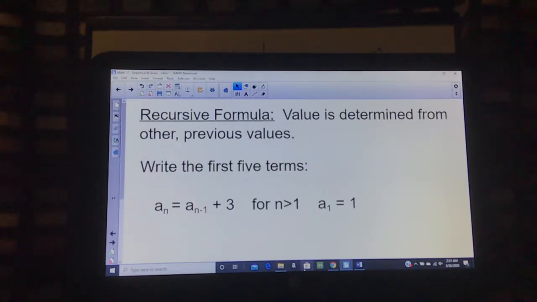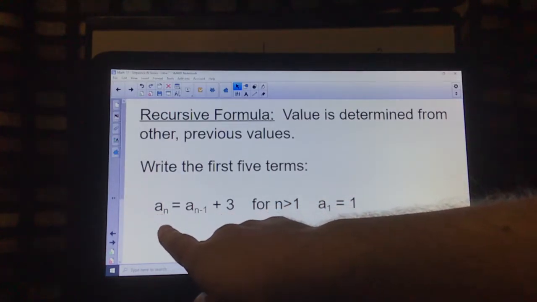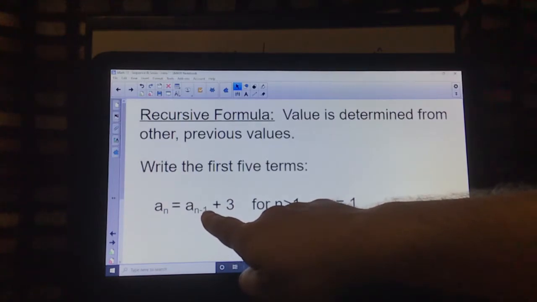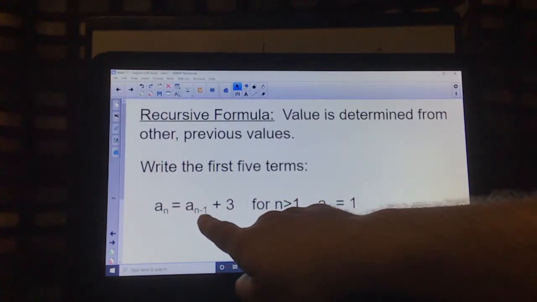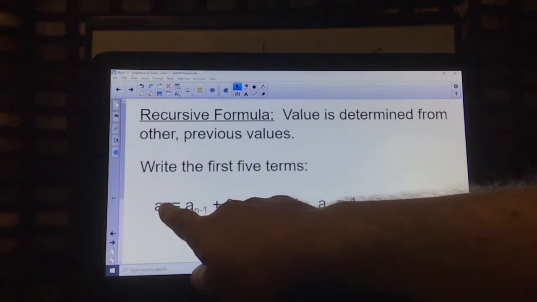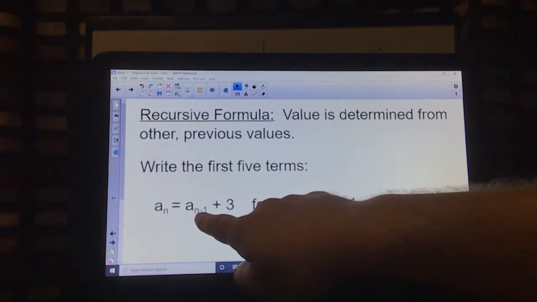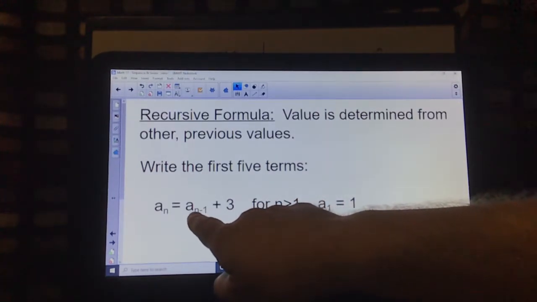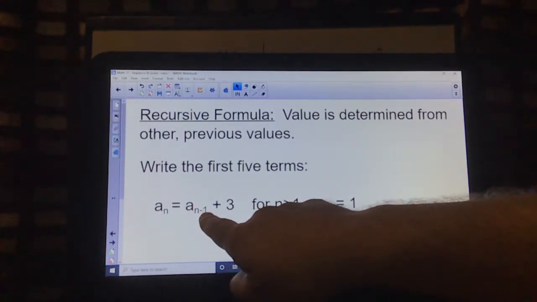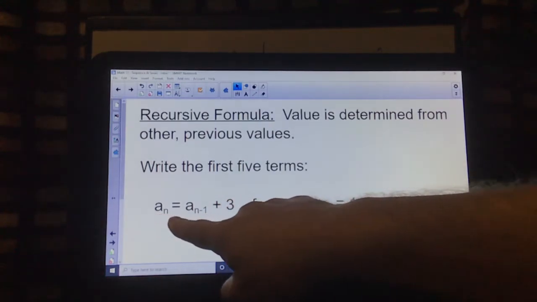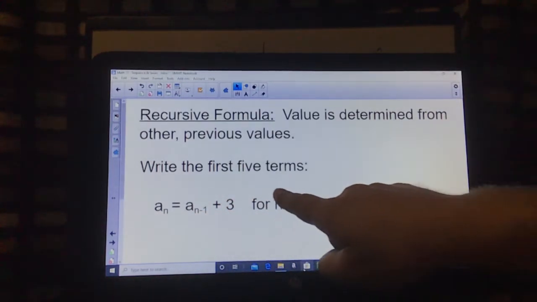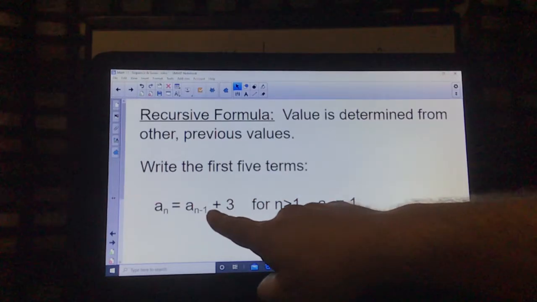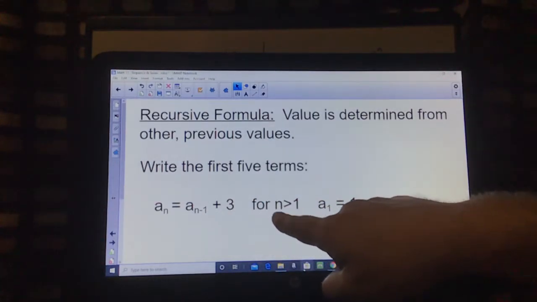So this says write the first 5 terms. Now, to explain how the recursive formula works, notice that there's a sub n, but there's another a sub term in here. This is a sub n minus 1. So basically the way I'm going to get a term is I have to use another term. This means the term before it. It's the one that came before n, because it's 1 less than n. Now, this is the formula. This part is just a technicality. They just say that this formula is valid for integers bigger than 1.